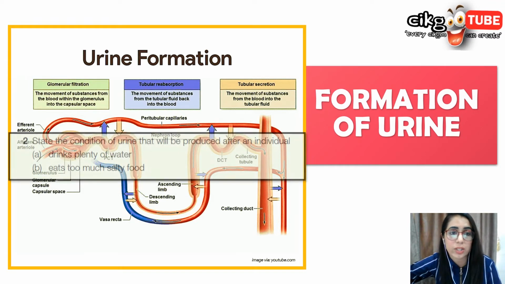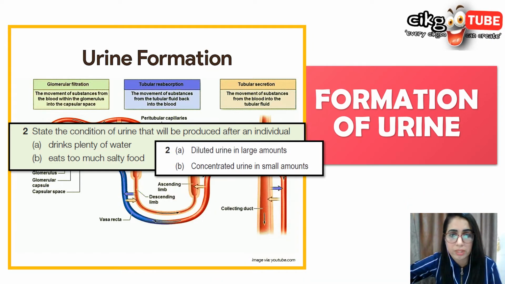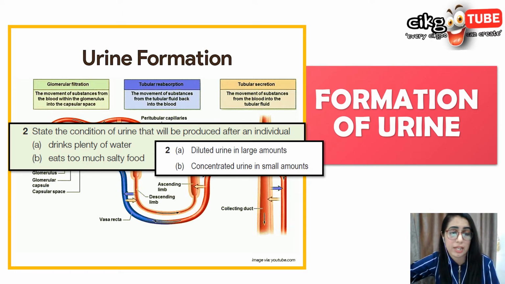Now, let me ask you a question. State the condition of urine that will be produced after an individual drinks plenty of water and eats too much salty food. How is the condition of the urine? Concentrated, diluted, very yellow, light yellow? So when you drink plenty of water, you produce dilute urine in a large amount. And if you eat too much salty food, you get concentrated urine in a very small amount.